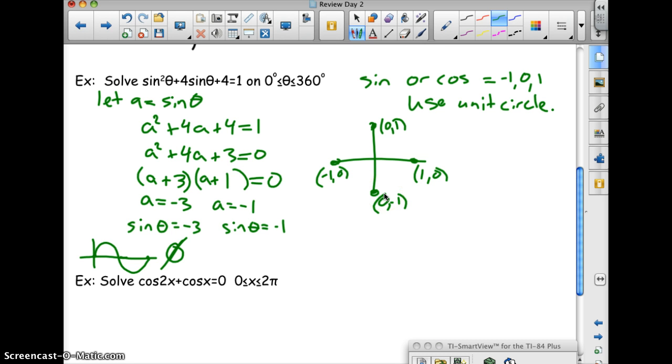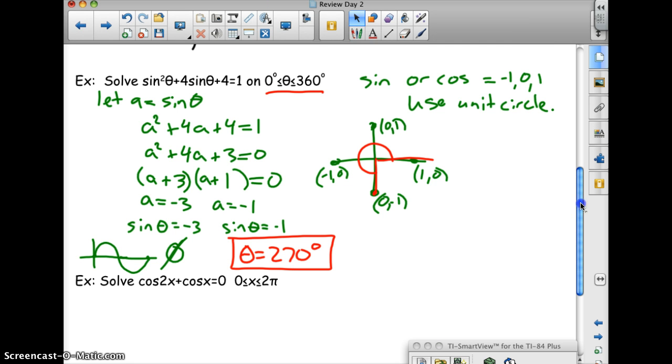Okay, so I want to know when the sine is equal to -1 from 0 to 360. Okay, well, that happens right here at this value, right? So what kind of angle is that? That is a, let's see, this is 90, 180, 270, 270 degree angle. So I only have one solution there. Okay.